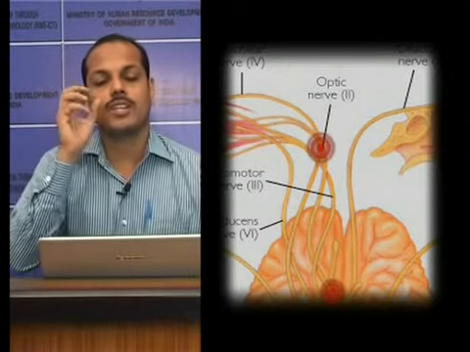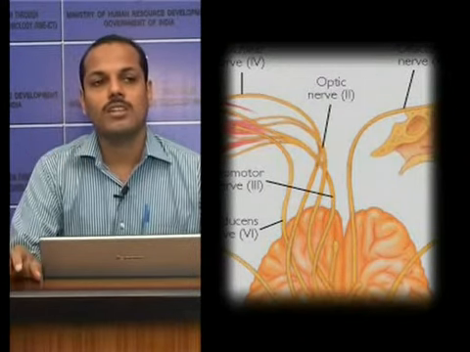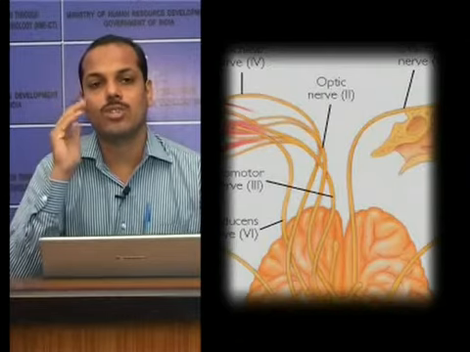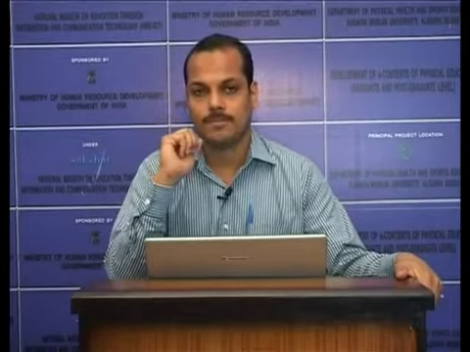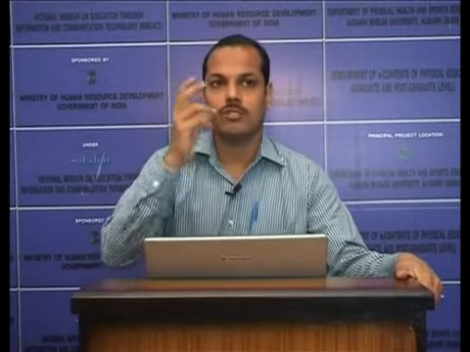The optic nerve enters the cranial cavity through the optic canal, and any lesion to this optic nerve leads to loss of light reflex and anopsia. So the second nerve is the optic nerve, the nerve of vision.